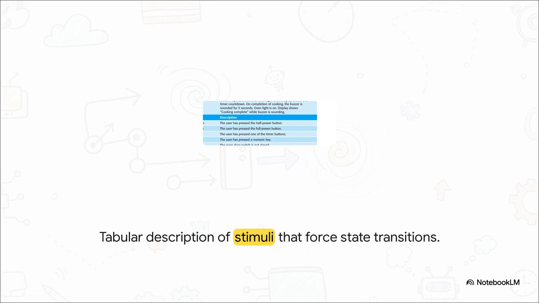And of course, we do the exact same thing for the stimuli. We rigorously document the triggers. Full power means the user pressed the full power button. Door open means the physical door switch is no longer closed. By tabulating the whole shebang, we know precisely what physical or software events push our system to transition.